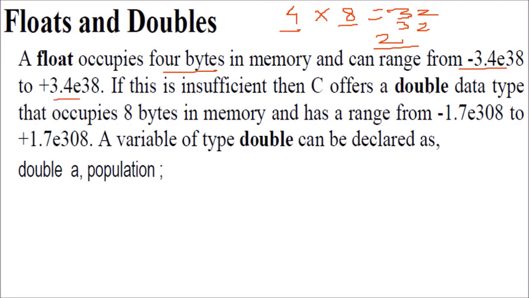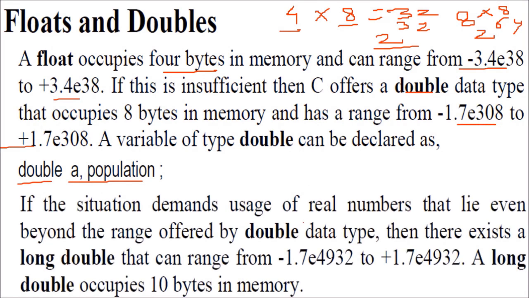And if you want a higher value, double can be used. Double takes 8 bytes. So 8 bytes means 8 into 8, so this will be 2 to the power 64 possibly. Again, you divide it into the range, negative and positive. These are the values. How to declare a double? Just place double and put the variables.